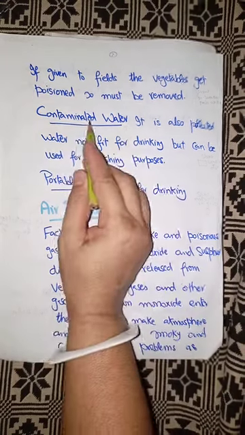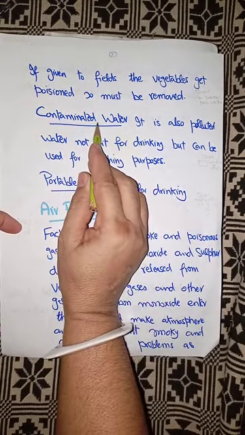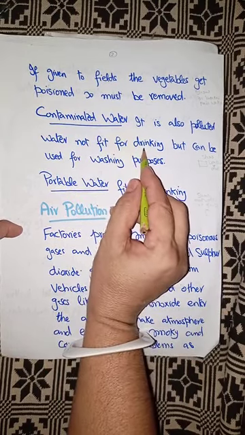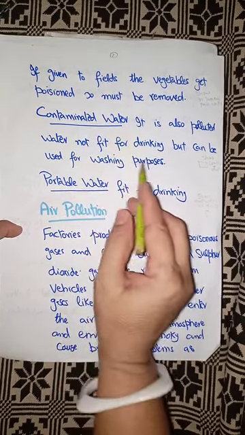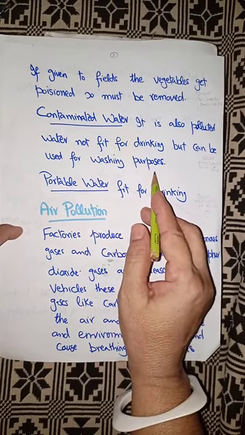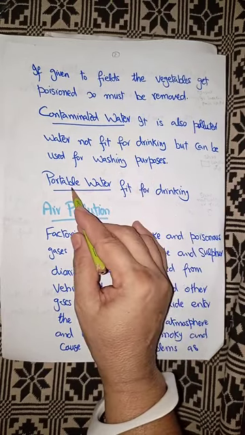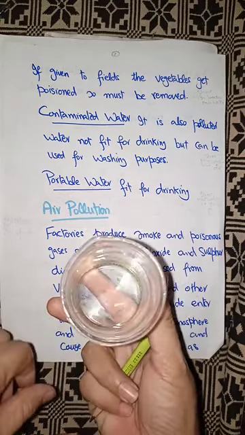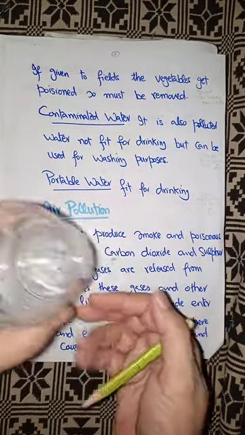Then there is another water, called contaminated water. This water is not fit for drinking purposes but can be used for washing purposes. The next type of water is potable water. Potable water is the one which is fit for drinking.